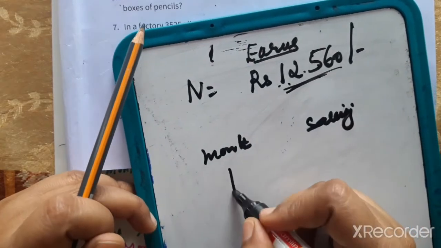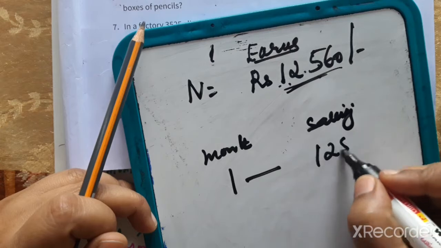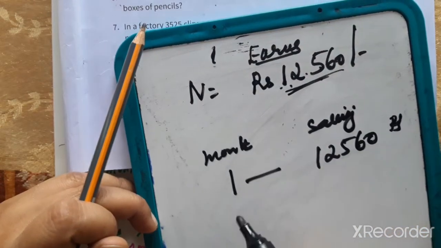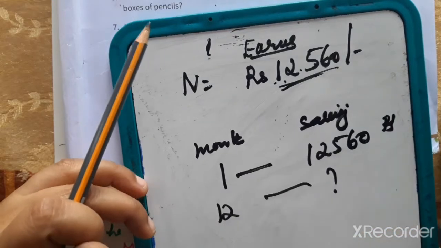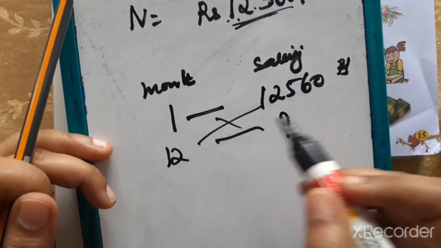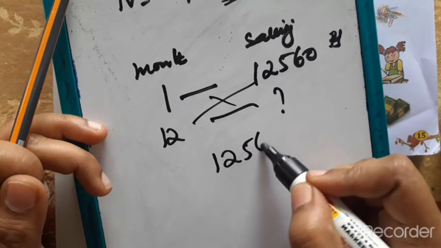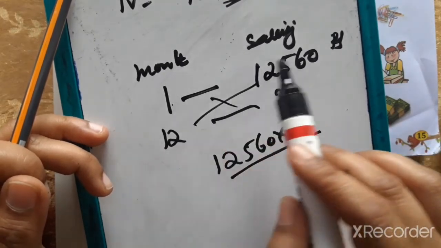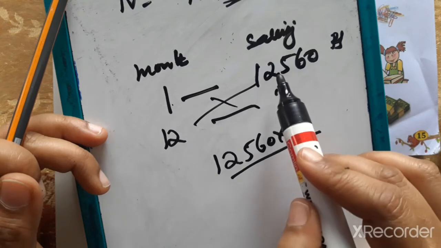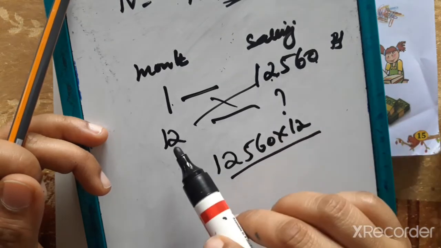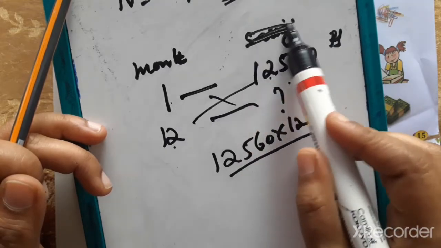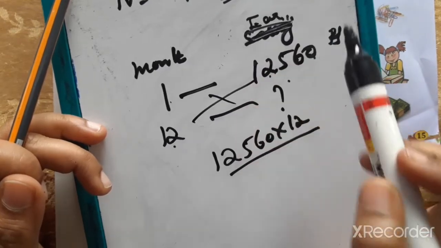Okay. For 1 month Nixon saved 12,560 rupees. For 12 months, how much? So we have to multiply 12,560 into 12. One month Nixon's earnings is 12,560. So 12 months earnings, how much? Not saving, earnings.